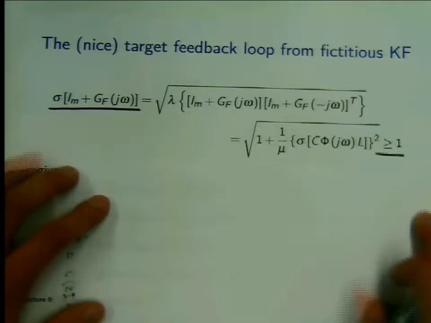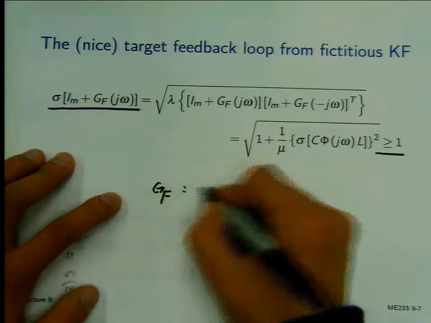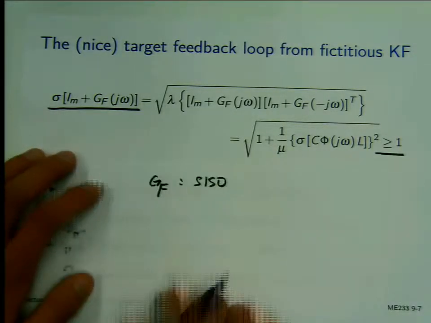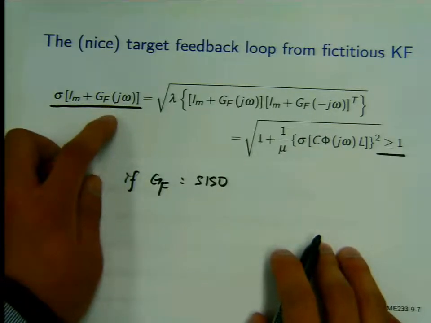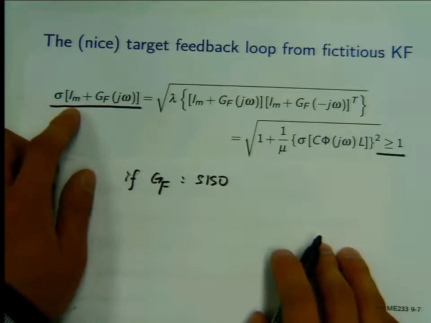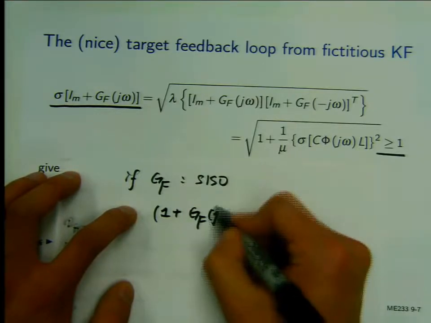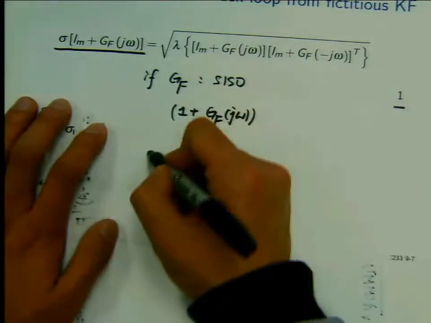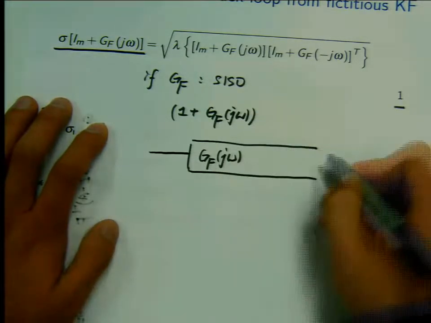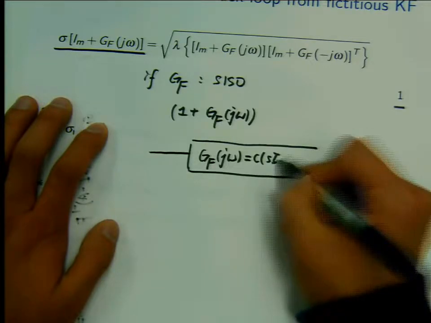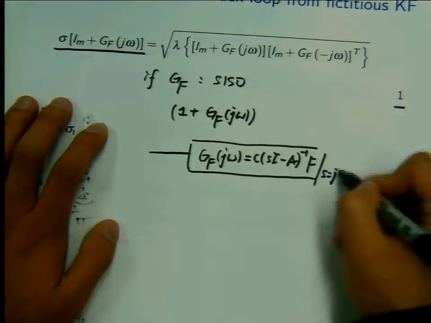So to get some understanding of this result here, what will be the case if GF is single input, single output? Then the singular value of this guy becomes a scalar. See that? This becomes 1. So the left-hand side is 1 plus GF(j omega). Okay? If you recall, the target feedback loop in the LQG/LTR problem, C(sI minus A) inverse F with s equal to j omega.